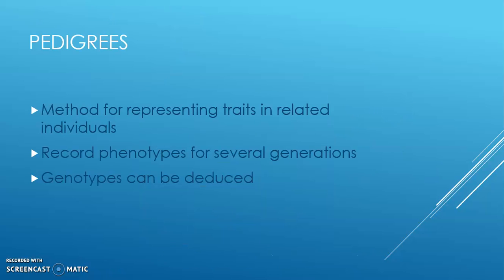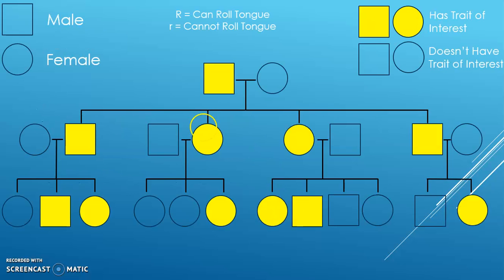Let's look at pedigrees now. This is a way to track traits through a family. You can figure out genotypes by looking at the phenotypes through several generations. So here's a sample pedigree. In all pedigrees, a square represents a male and a circle represents a female.